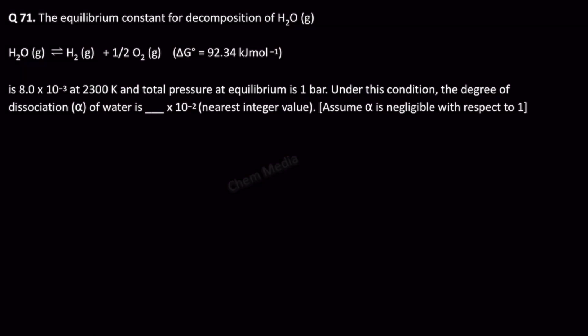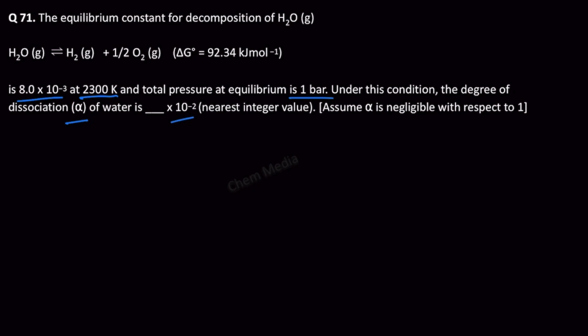Hello everyone, here's a tricky question based on chemical equilibrium. I say tricky because a little bit of math is involved, otherwise it is a straightforward question. The equilibrium constant for decomposition of water is 8 times 10 to the power minus 3 at 2300 Kelvin and total pressure at equilibrium is 1 bar. Under this condition, what is the degree of dissociation alpha of water?